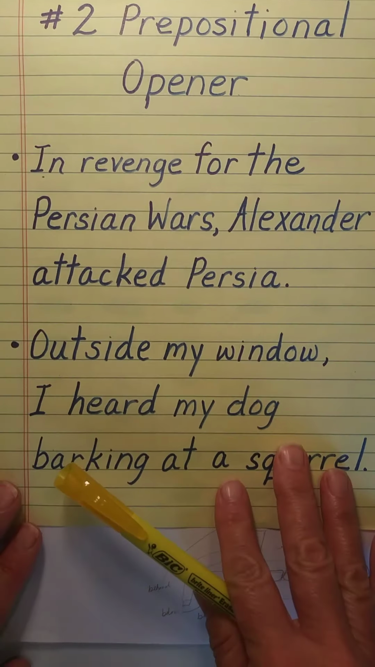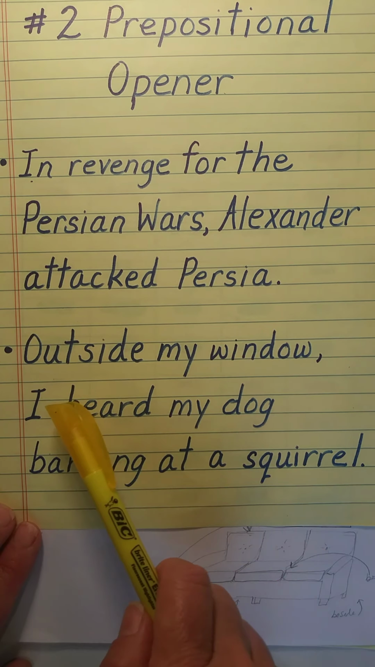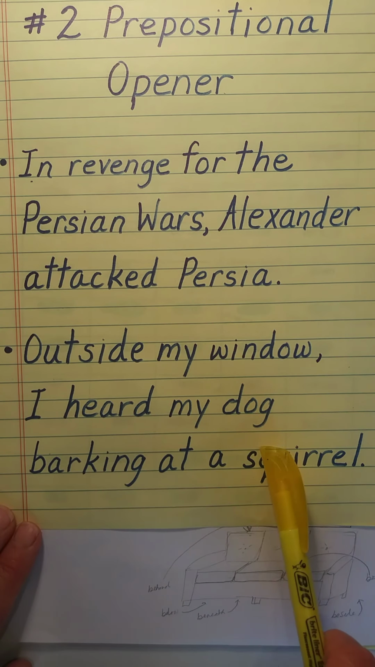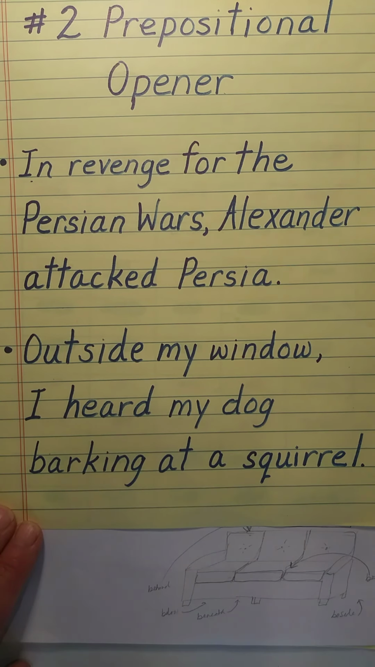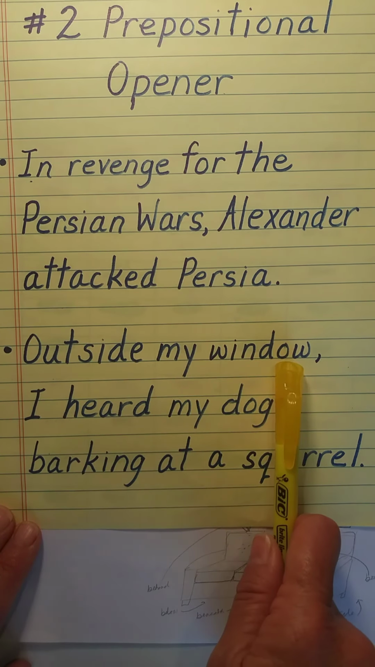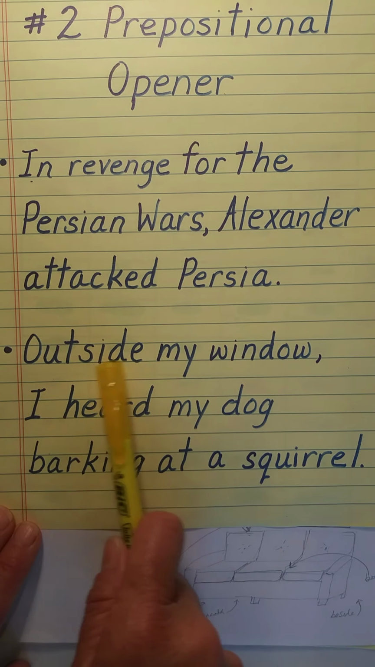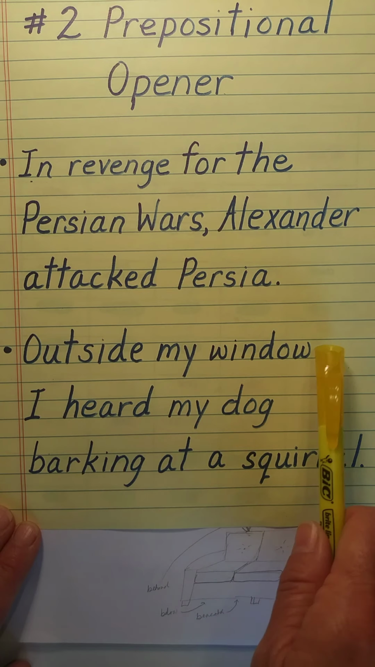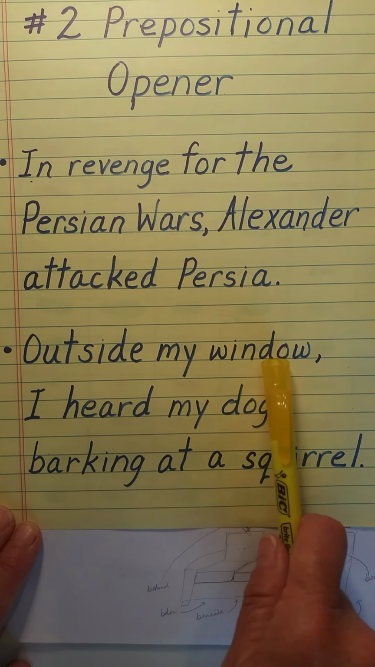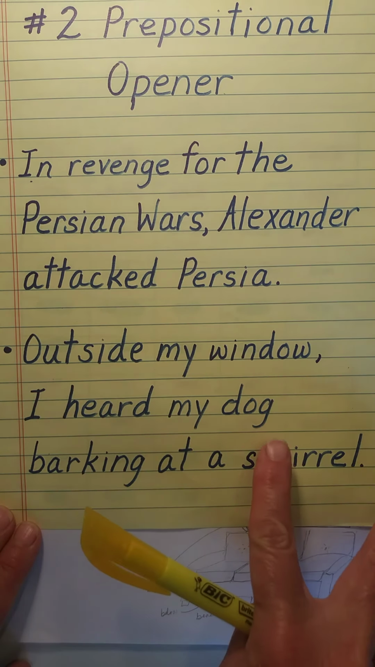Another example. Outside my window, I heard my dog barking at a squirrel. Here's the preposition, outside. And outside my window is the prepositional phrase. Notice outside, the preposition is followed by a noun, window. Comma. Okay, outside my window, comma, I heard my dog barking at a squirrel.